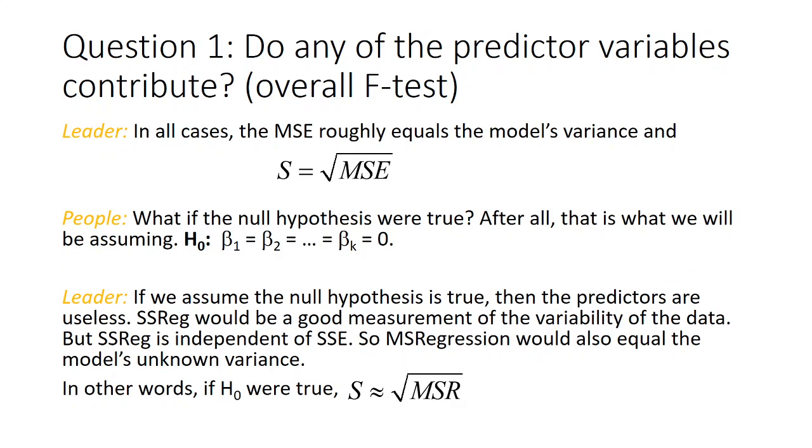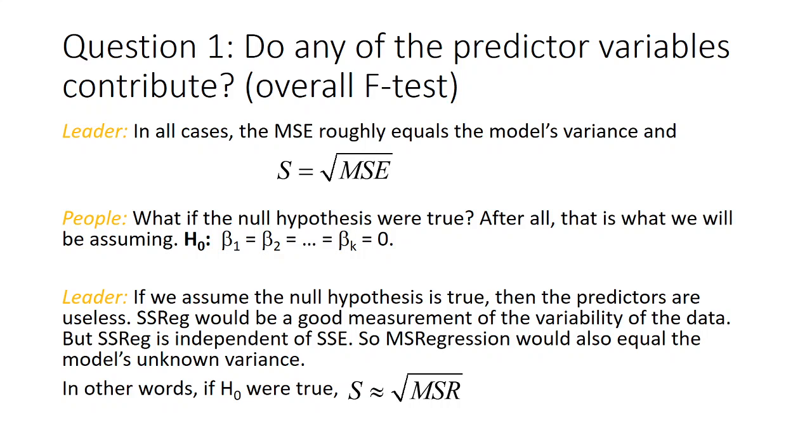In all cases, no matter what kind of assumptions we make, the mean square error equals the model's variance, or in other words, if we take the square root, we get the model's standard deviation. The people may say, well, what if the null hypothesis is true? After all, that is what we will be assuming: that all the predictors' coefficients are 0. Well, if we assume the null hypothesis is true, then the predictors are useless. We can just throw them away. If that's the case, then the sum of squares regression would be a good measurement of the variability of the data, again assuming the null hypothesis is true, that none of the predictors have any value.